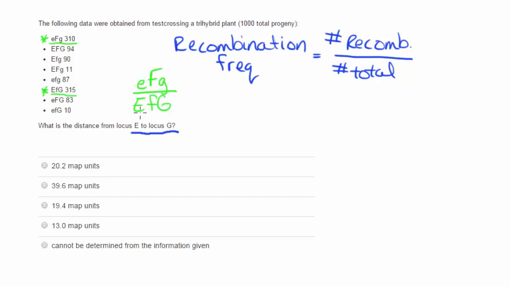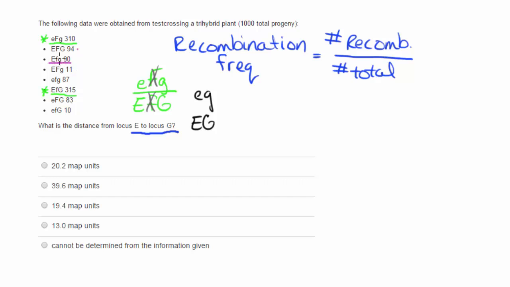And this is important because if we just focus on the E and the G, what we can see here is that normally little e is with little g, and big E is normally with big G, at least in the parents. So when we look at our recombinant offspring, we're looking for something different from that. So when we look at this one here, this one happens to have the same combination of E's and G's as the parents. This one, however, is different.